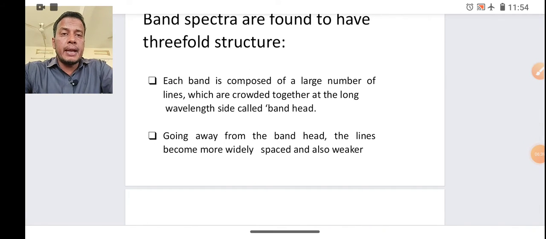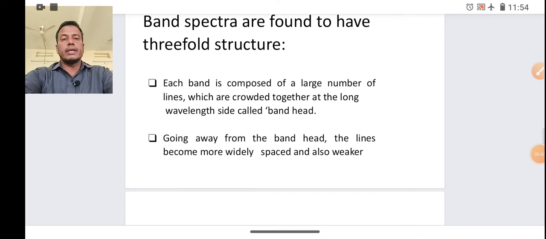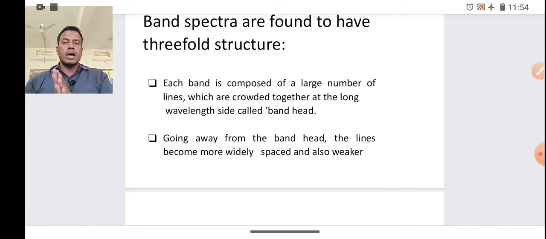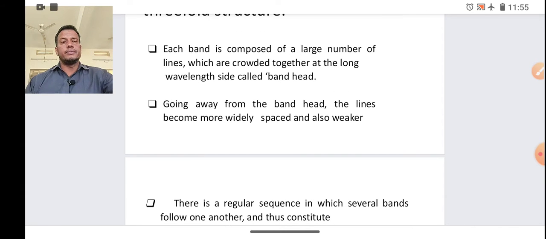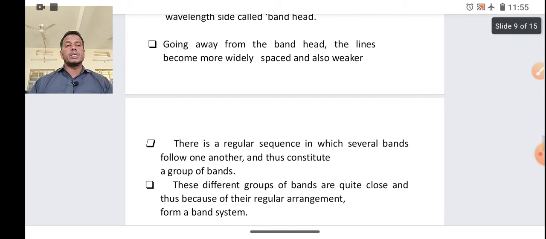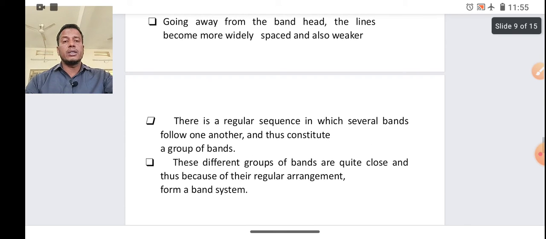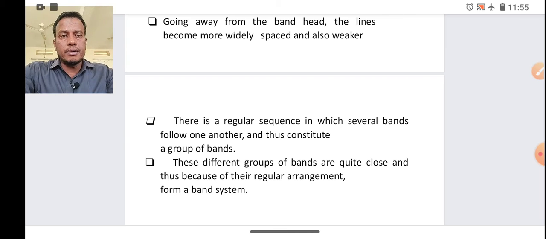The band head is a group of lines called a band because the lines overlap one another and appear as if a band is formed. When going away from the band head, the intensity goes on decreasing and the lines are widely arranged. A sequence of several bands following one another constitutes a group of bands. When bands are quite close and form a regular arrangement, it is called a band system.